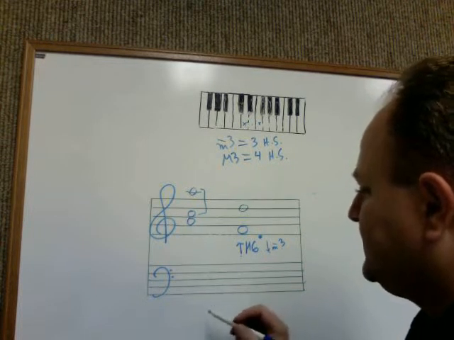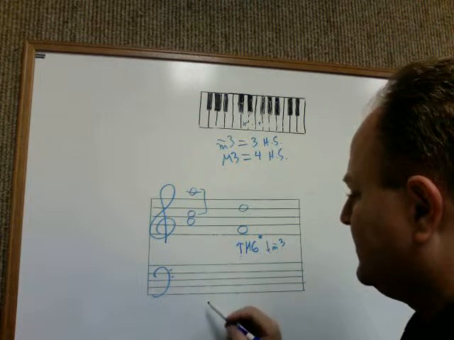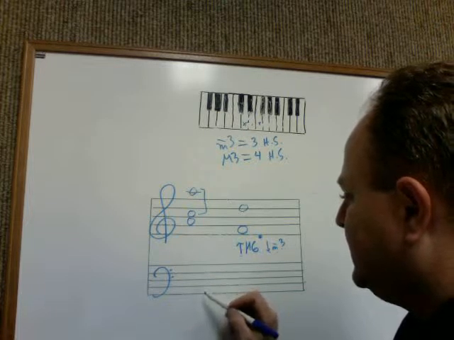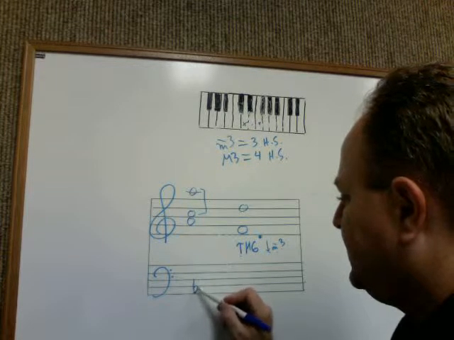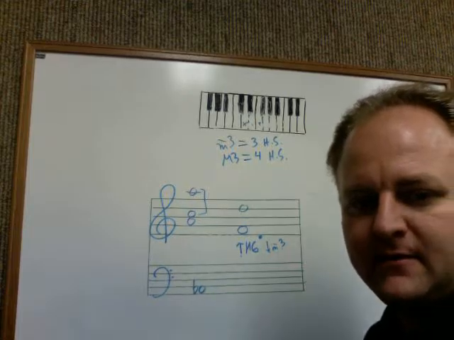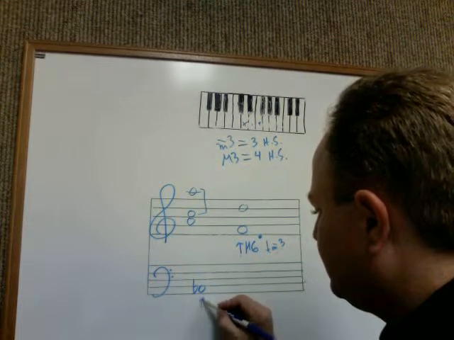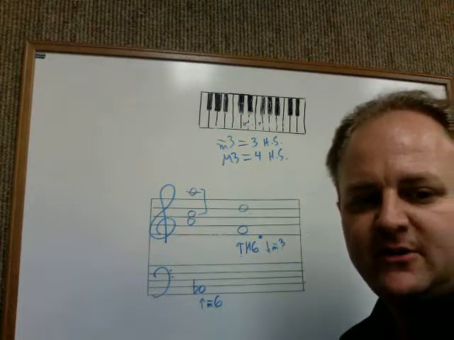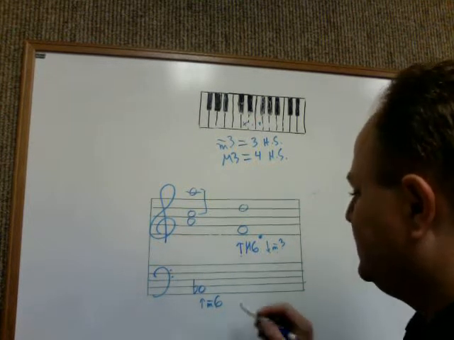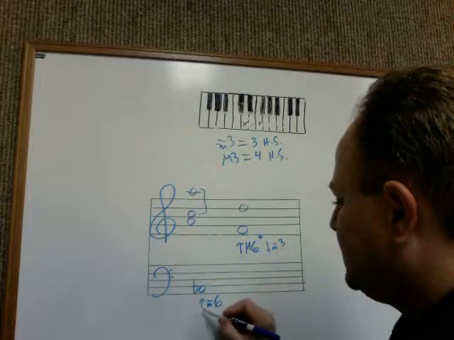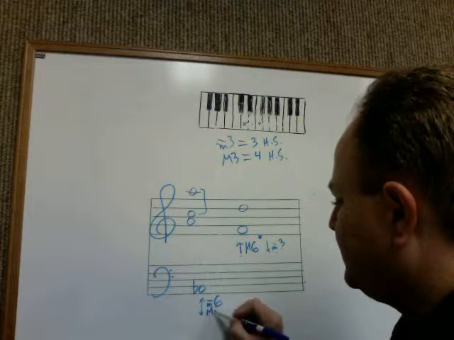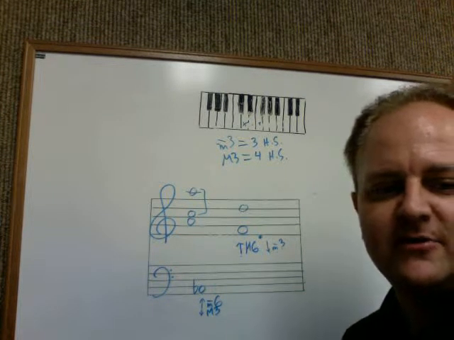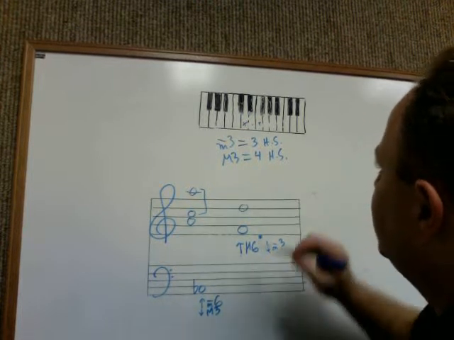Let's do a different one, a bass clef one. Why don't we start with the note, let's see, how about the note A flat? Okay, and we're going to go up a minor sixth. So the first thing you do, instead of up a minor sixth, is realize that up a minor sixth is the same thing as down a major third.